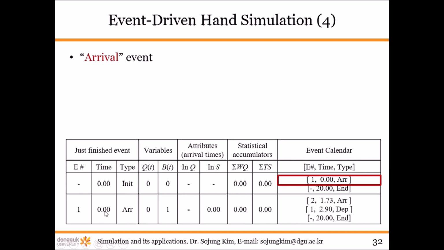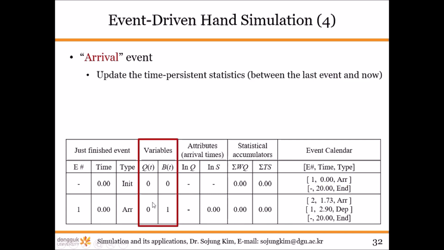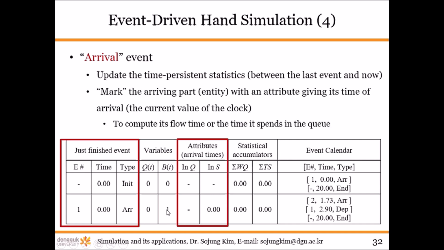So the first entity enters the system at the arrival event at time 0, so Qt becomes 0, because there was no entity in the system, so the first entity can reserve the server. That's why number busy server becomes 1. And then the attribute of the first entity in the queue and server is 0.